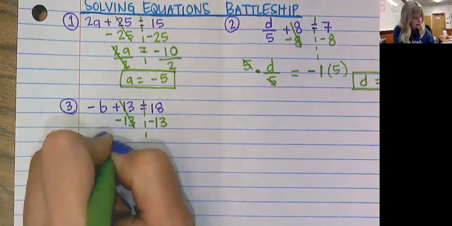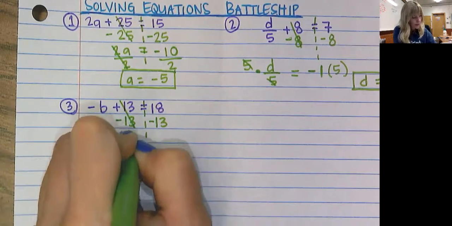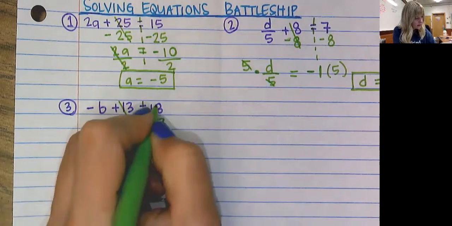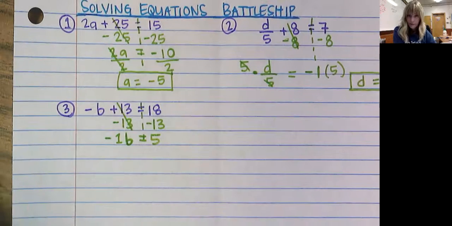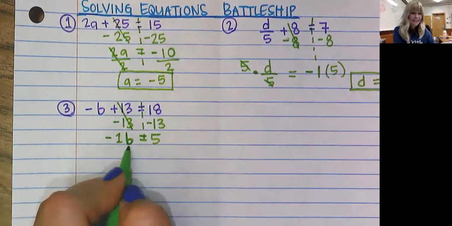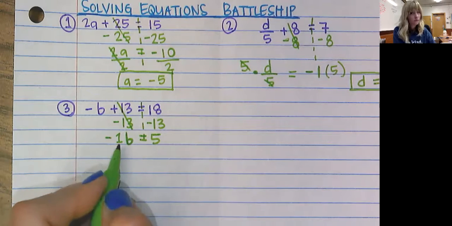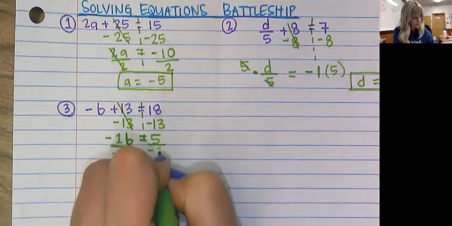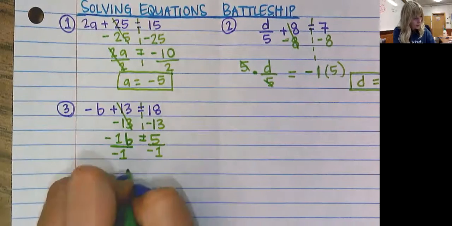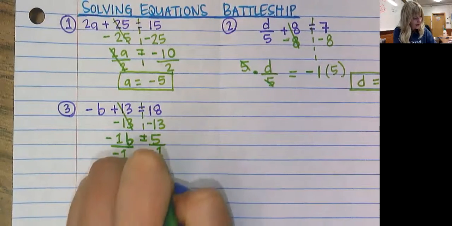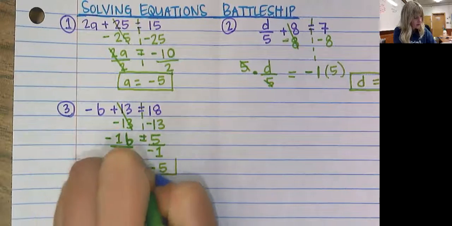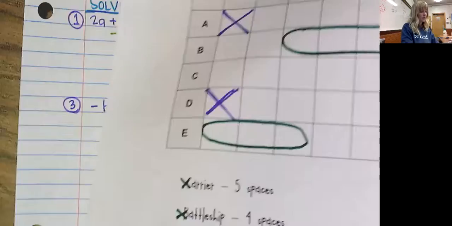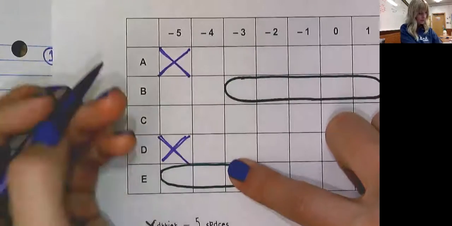-b means -1b. Write it like that so that your brain processes what you're looking at. 18 minus 13 is +5. Okay, this is multiplying by -1. So if it's multiplying by -1, you should divide by -1. Okay, b equals -5. You guys starting to see my strategy here? Maybe? Come back over to your game board. B, -5 is what I just gave you.